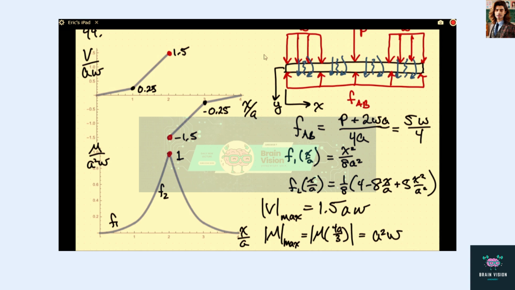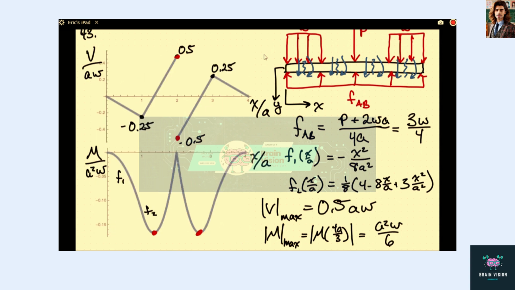And in this region here, we have 1/8 all times 4 minus 8x over a plus 5x squared over a squared. So we wind up getting up here to 1. So we have our maximum bending moment is a squared times w. And then we have symmetry over here. I didn't give these functions, and again it winds up at 0 here.